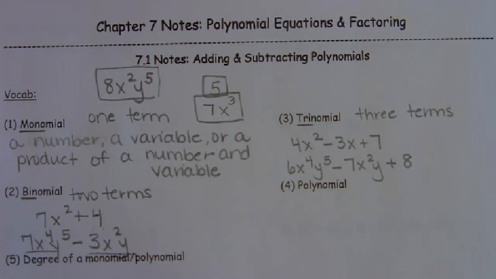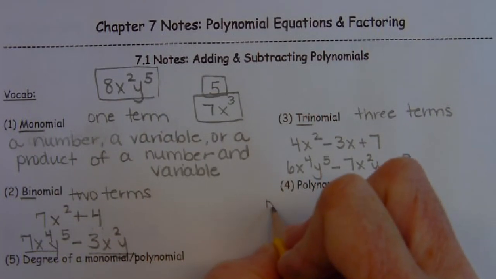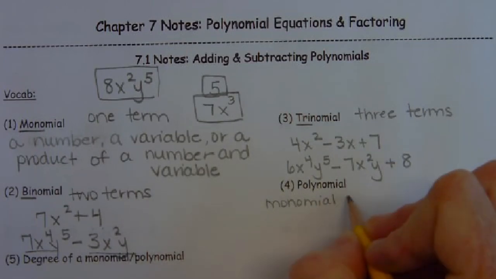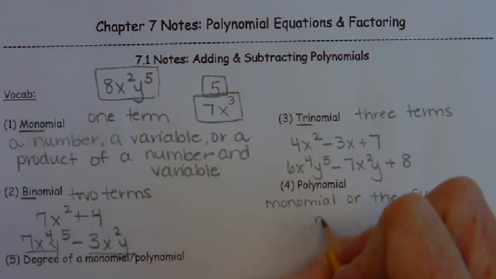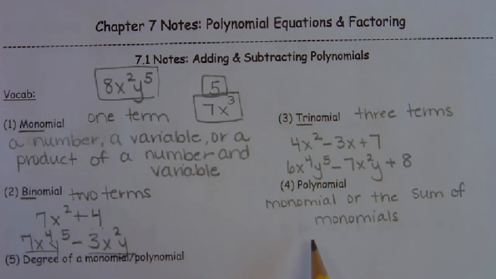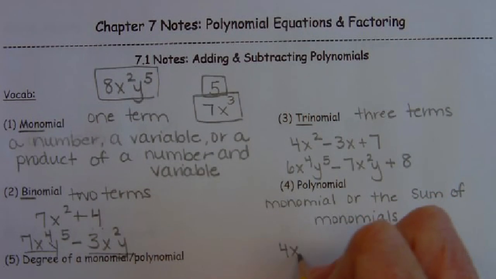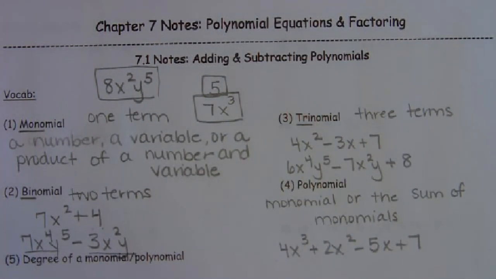That is a trinomial. A polynomial is actually all of these and more. A polynomial is a monomial or the sum of a bunch of monomials. Even though these three have specific names, everything bigger than a trinomial is just called a polynomial. So say it had four terms. That would be called a polynomial. It does not have a specific name after a trinomial.